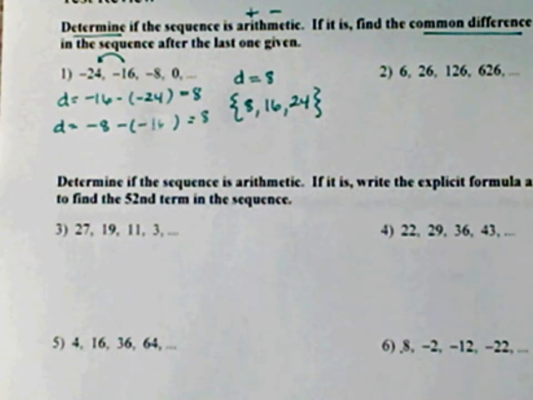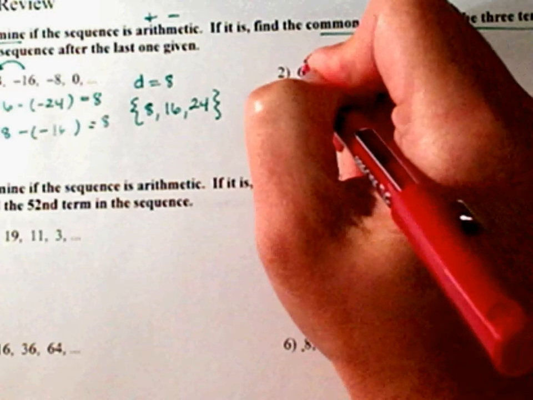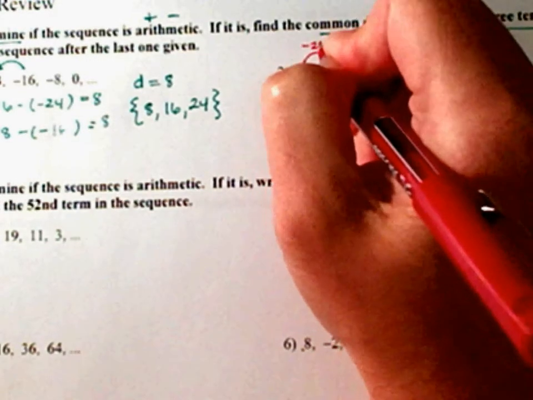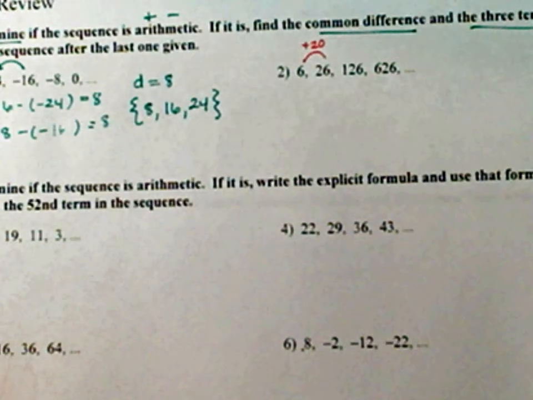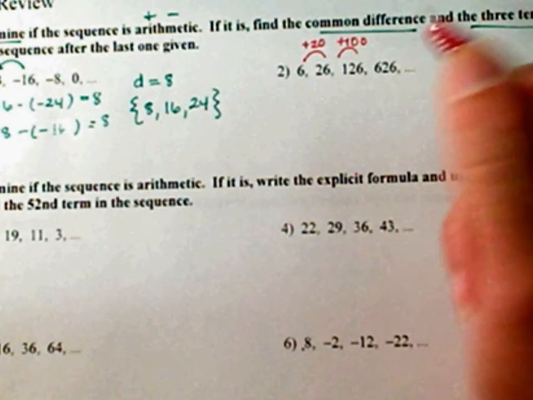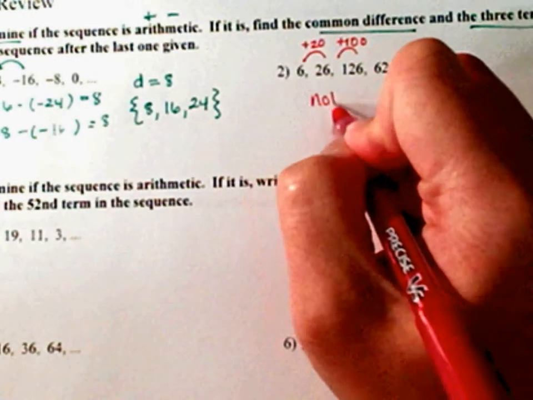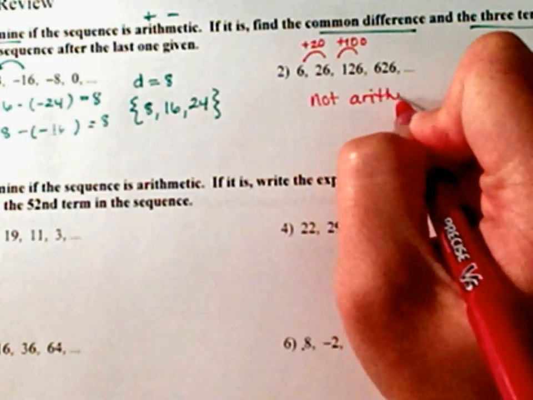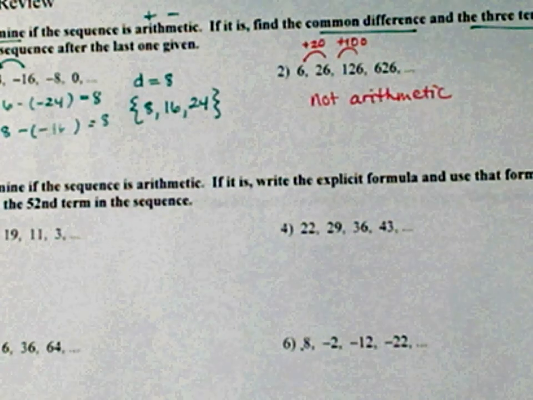Number 2, let's see if it is arithmetic. Same thing. 26 minus 6 leaves you positive 20. 126 minus 26 leaves you 100. All right, so as you can see, you're going up by 20 and then you're going up by 100. So this one is not arithmetic. So you don't have to do anything with that.